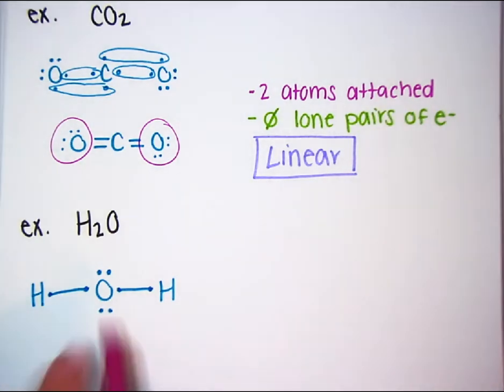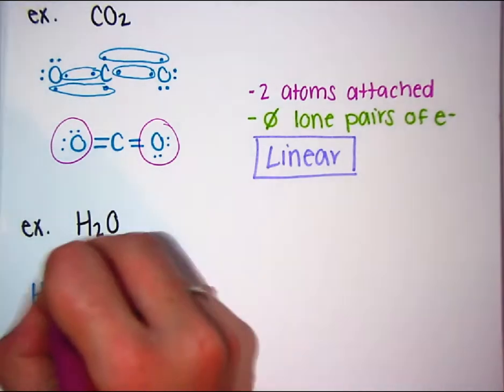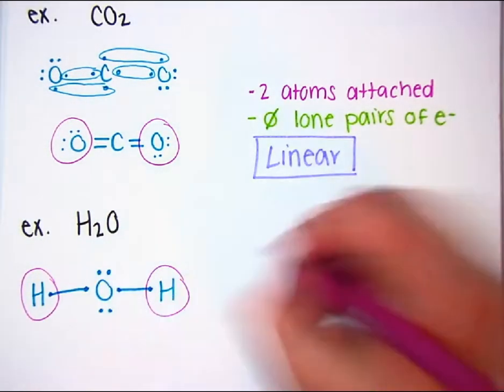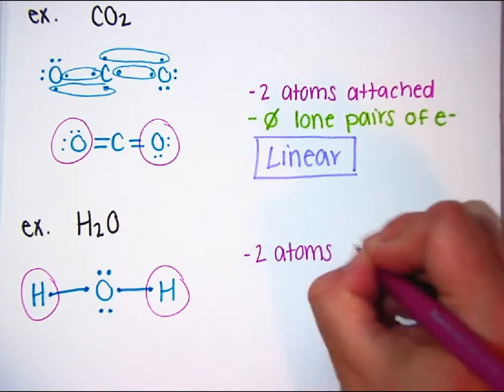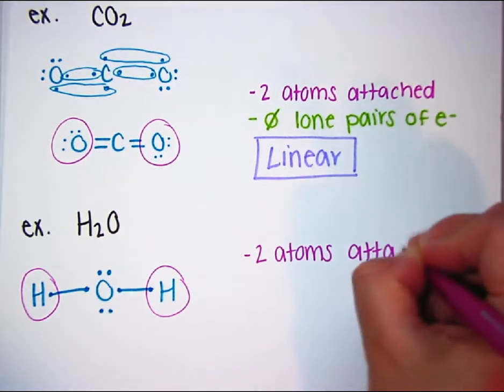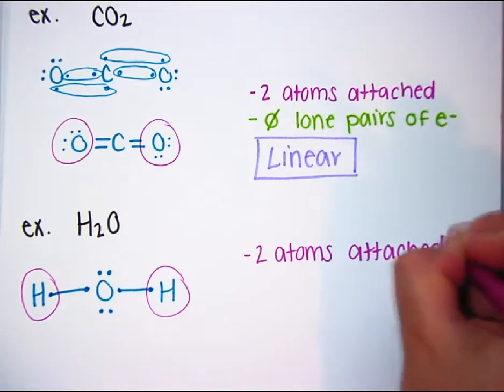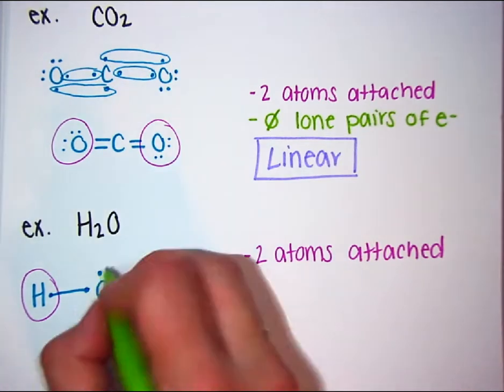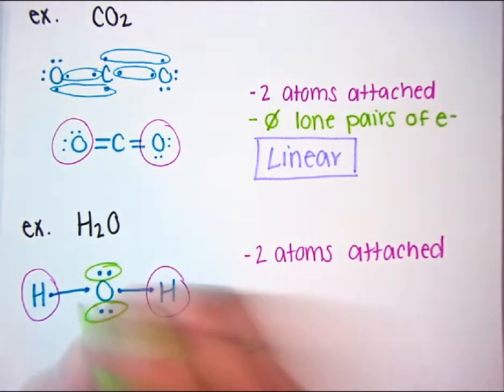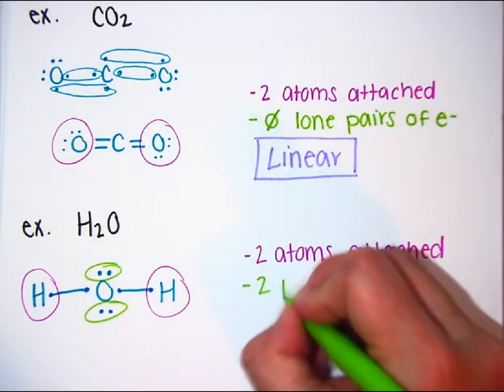Step 2, look at the central atom. How many atoms are attached? We have 2 atoms attached. Step 3, how many pairs of electrons are on the central atom? Oxygen is the central atom, and it has 2 pairs of electrons.